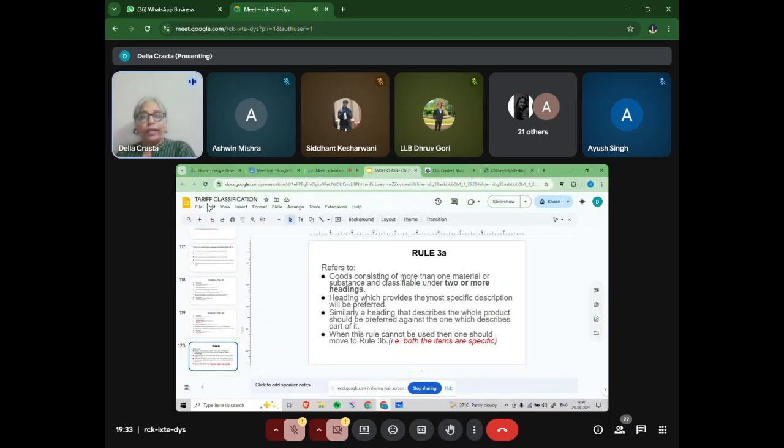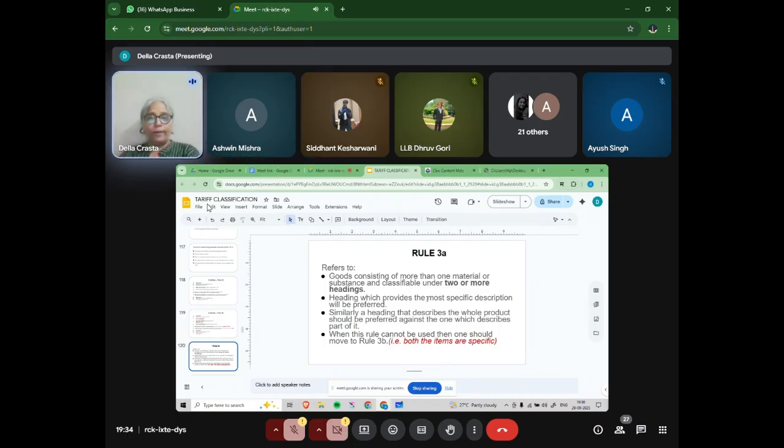When will 3a fail? 3a will fail when you have both the descriptions specific. Understand? Then you don't know which one to take, because both are specifically described. So then 3a will not become applicable. Then you have to go to rule 3b.